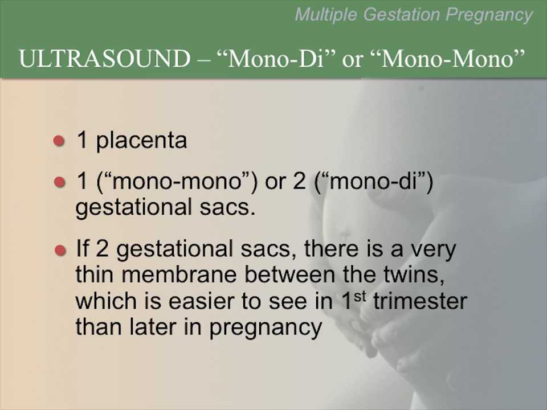If there are 2 gestational sacs, there's a very thin membrane between the twins, which is much thinner than what is seen in di-di or monodi twin pregnancies. The thickness of the membranes is easier to determine in the first trimester than later in pregnancy. Very rarely, the membrane is missing, which indicates a mono-mono twin pregnancy that is at high risk for complications.